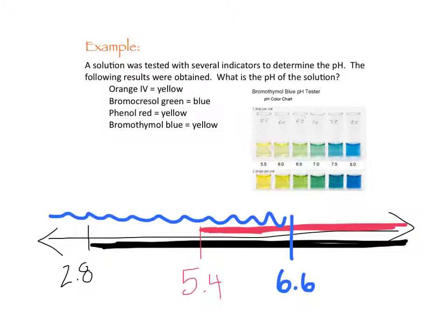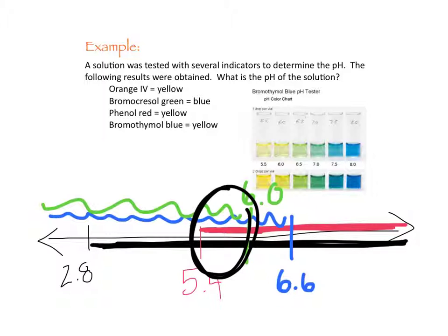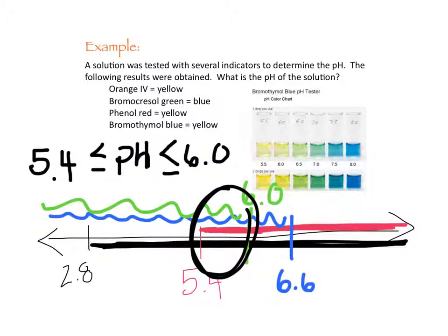Last one, bromothymol blue being yellow. Bromothymol blue is yellow at 6 or less. All right, so now we've narrowed ourselves down to this area right here. So the pH is less than or equal to 6.0, but greater than or equal to 5.4. So we've created a range for the pH. This is what you want to get to.